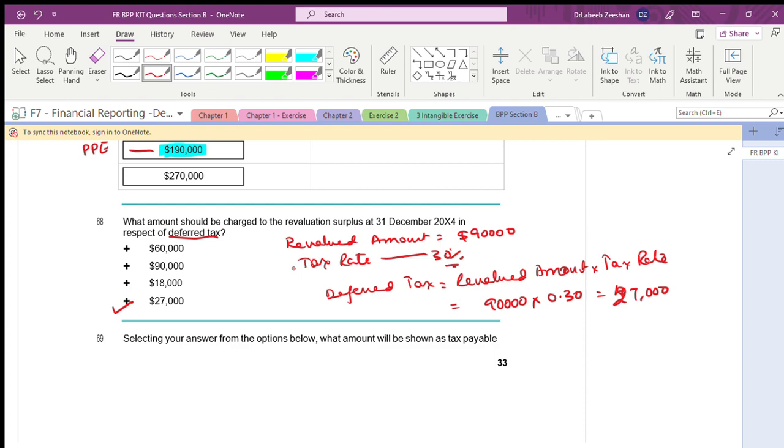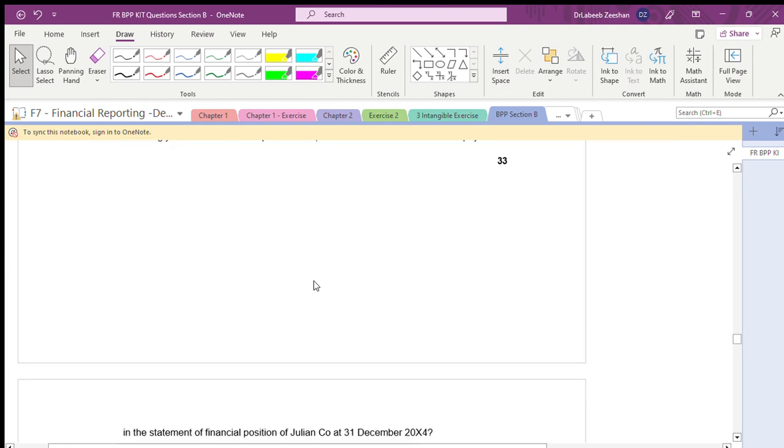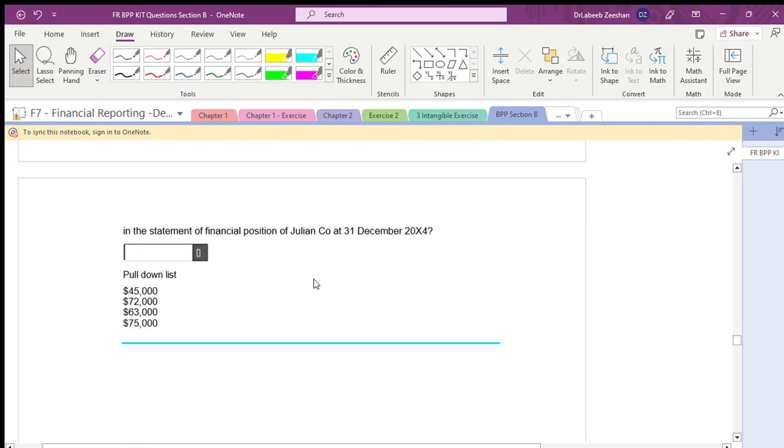Okay, it comes to how much? 27,000. Okay. Select your answer from the options below. Which amount will be shown as a tax payable? How much is the amount we are going to show as a tax payable?